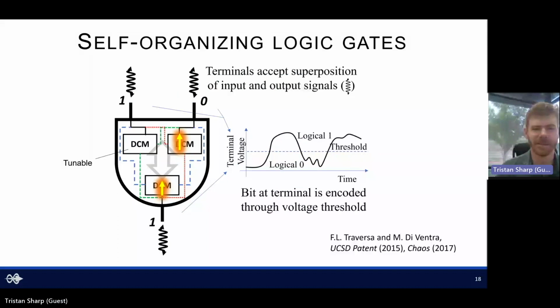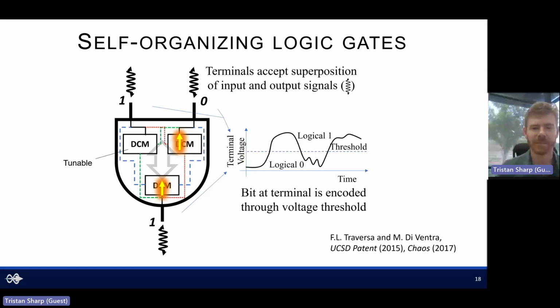So let's zoom in, a detailed view first. One SOLG, one of these self-organizing logic gates. And consider, for example, an AND gate that has an unsatisfied condition, where you see the input leads have a 1 and a 0, but the output is a 1.